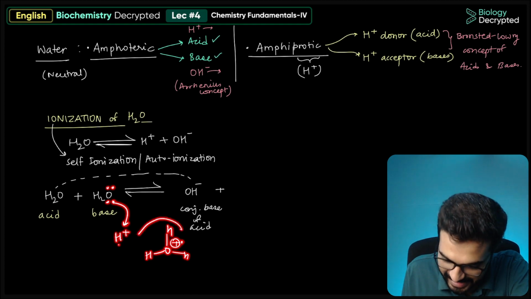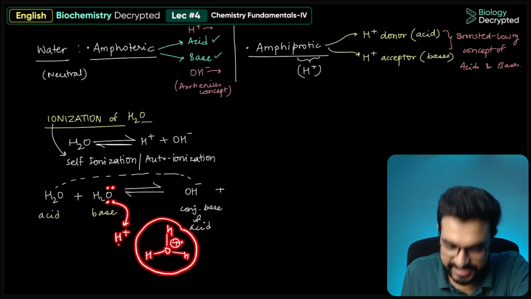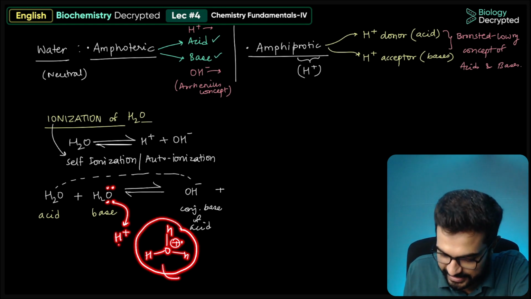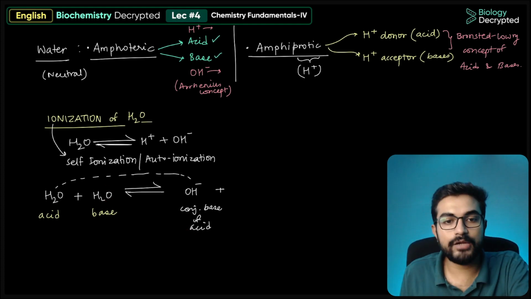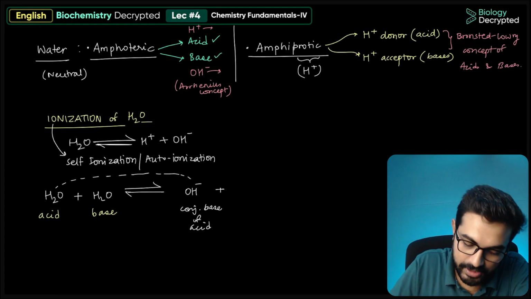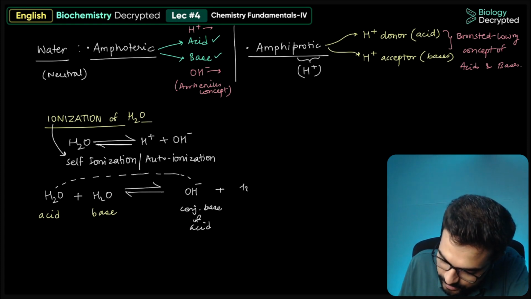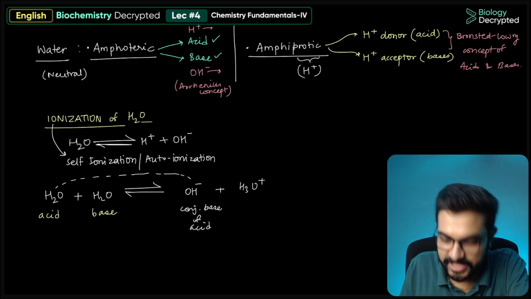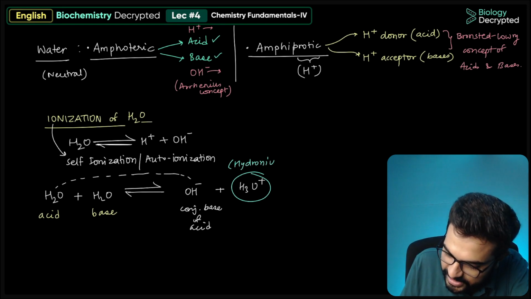Rather, it is actually captured by a water molecule that acts as a base, and it finally forms this kind of an ion, and this ion is known as the hydronium ion. This is the hydronium ion, or H3O plus ion, as you might be knowing. So this is how H3O plus ions are formed, and H3O plus ions are called hydronium ions.